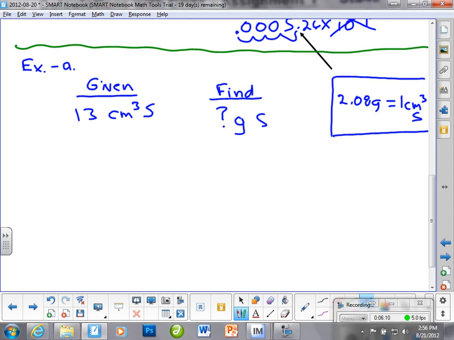Anyone? Okay. How about Sonia? What do you think? How did we start the other two problems? Yeah, we make a fraction out of what? Yeah, good. The given over 1. Excellent, Sonia. So we have 13 centimeters cubed. Now, this time, we have an element that we're dealing with, so we need to put that in there. I hope you're all writing this down, because this is the model of how to do your homework.